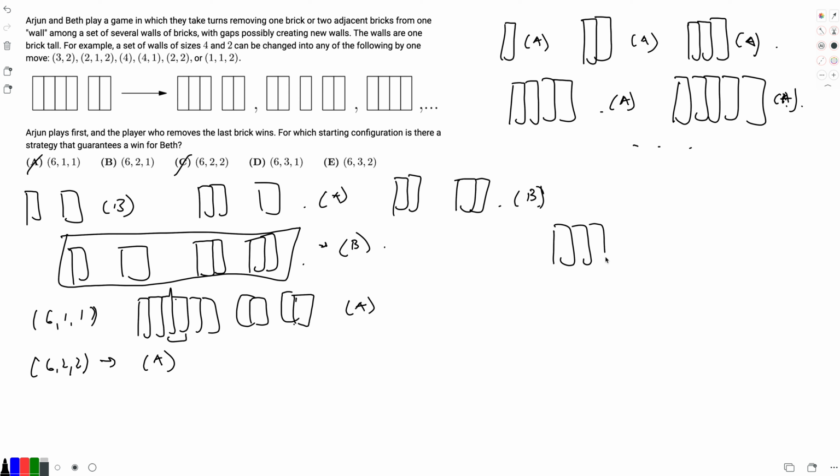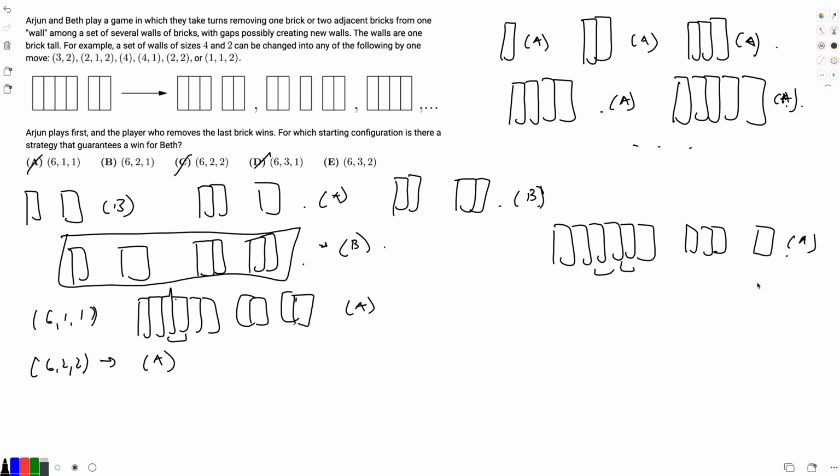D is 6, 3, 1. Okay, so how can Arjun win this? Arjun can take these 2 bricks, or these 2 bricks, such that we get two 3s and two 1s, in which case whatever Beth does, Arjun mimics and wins.